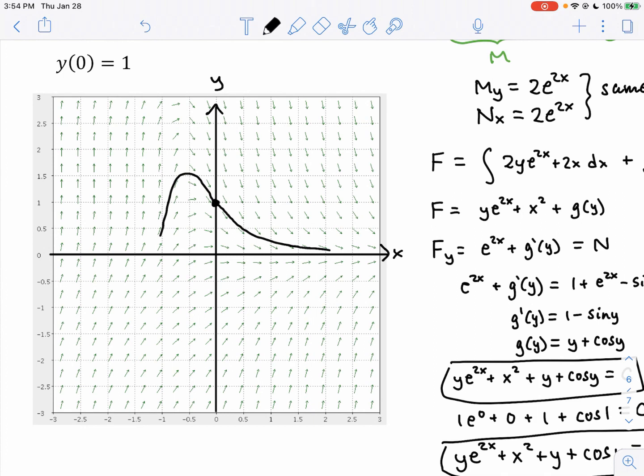Maybe it's a little hard to tell what exactly the arrows are doing, but I'm just trying to follow the direction field, this way as the graph is drawn, in such a way that we go through (0, 1). Okay, let me get rid of those, and let's test it.